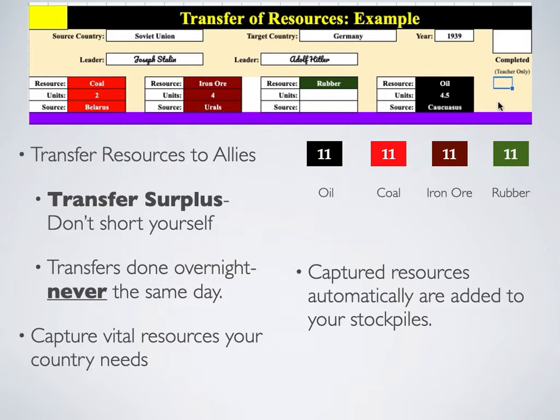And if the Soviet Union were to lose those resources, then they would go back to whoever took it over. And then the teacher will put in an X, which means this has already been put into the system. When you take over resources, it automatically goes into your storage if you are the one that took it over. But when you're transferring, it always goes on to the next day or the next year, however you want to look at it.